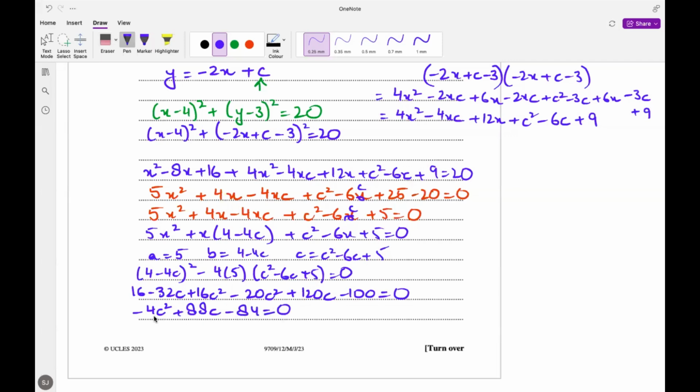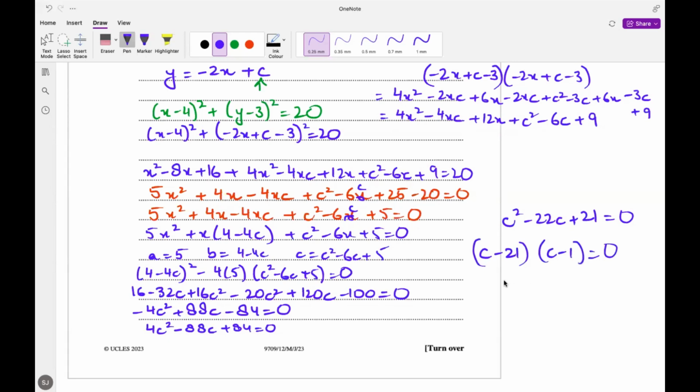We can make the squared term positive to write it as 4c squared minus 88c plus 84 equals 0. Now to find the value of c, we will first divide by 4 to write the equation as c squared minus 22c plus 21 equals 0. Factorizing this, we will get (c - 21) and (c - 1) equals 0. So the two values of c are c equals 21 and c equals positive 1. So the two equations of tangents will become y equals -2x + 21 and y equals -2x + 1.